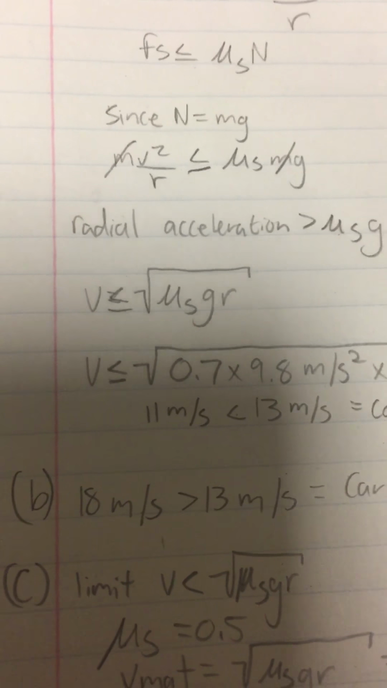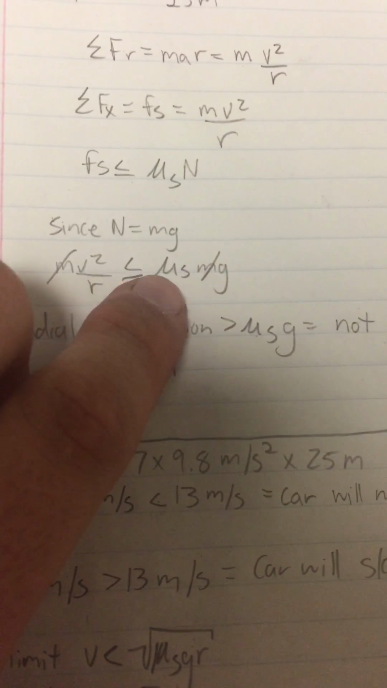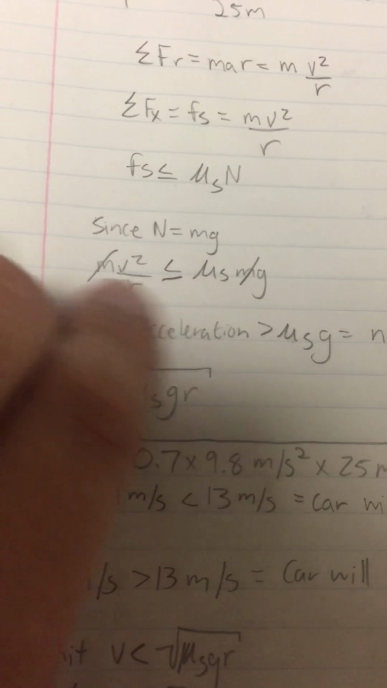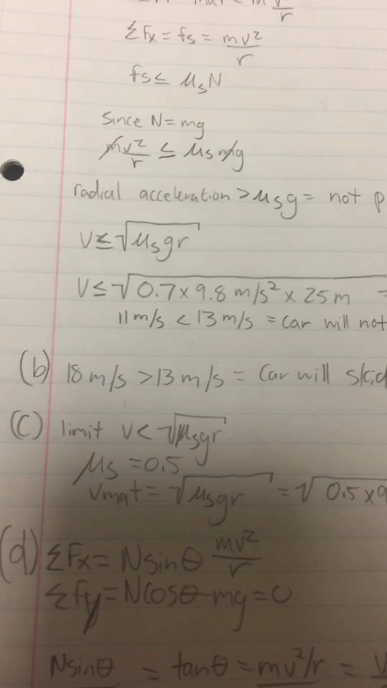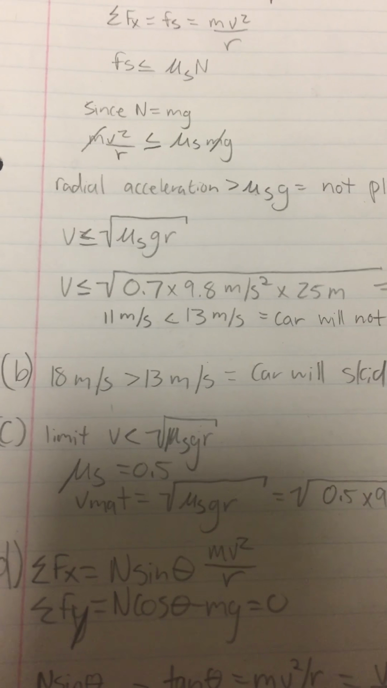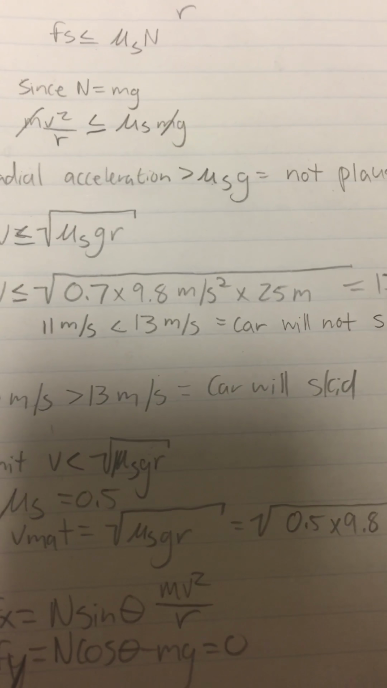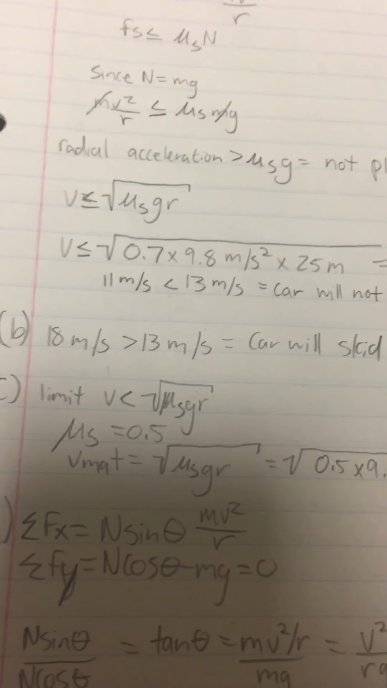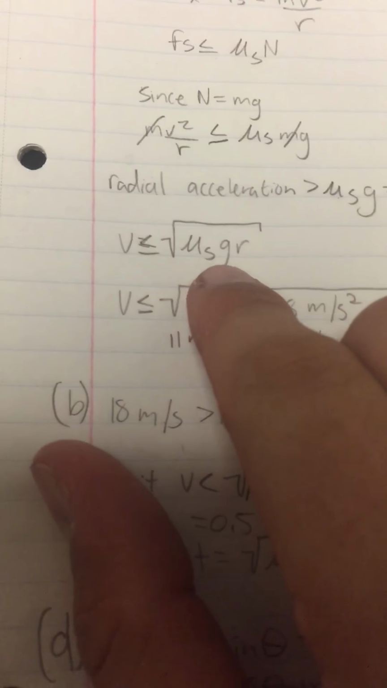So since the normal force is n equals mg, I manipulated this to get both the masses to cancel. And it's going to leave us with v squared divided by r has to be less than or equal to mu sub s times g. So the radial acceleration cannot exceed mu sub s g, which is not plausible. And that limits the car to speeds which satisfy the formula: velocity is less than or equal to the square root of mu sub s times g times r.